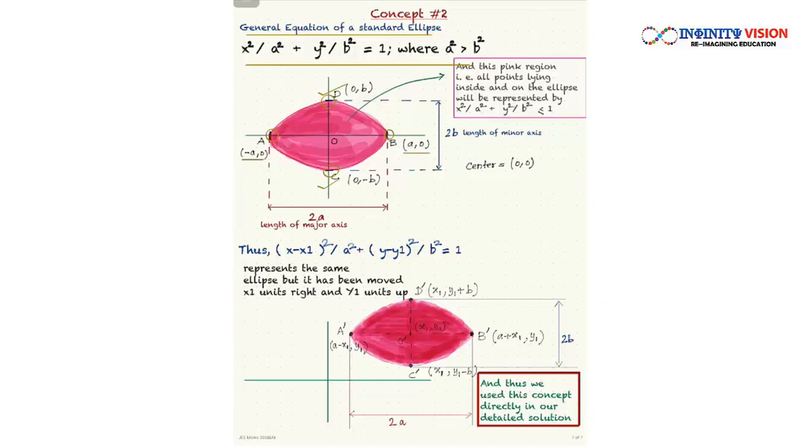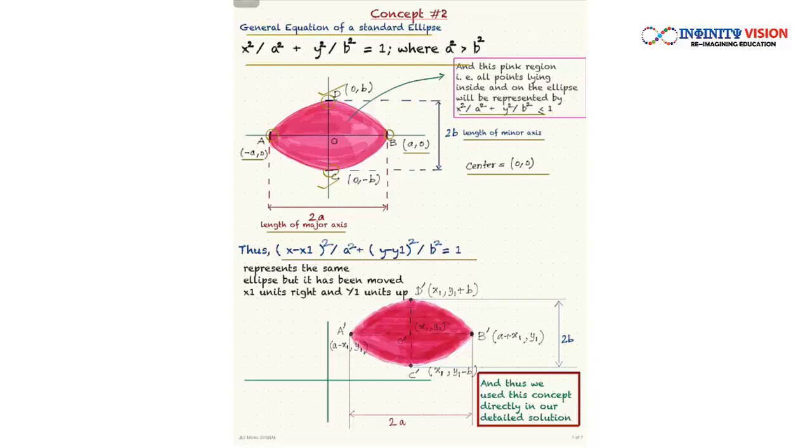Since it is a standard ellipse and a is greater than b, the length of AB would be greater than the length of DC. So AB would qualify as the major axis, and the length of the major axis is going to be 2a, and CD would qualify as the minor axis, so the length of the minor axis is going to be 2b, and the center of this ellipse is going to be (0, 0). And this pink region, all the points lying on the ellipse and inside the ellipse, will be represented by the inequation x squared by a squared plus y squared by b squared less than 1.